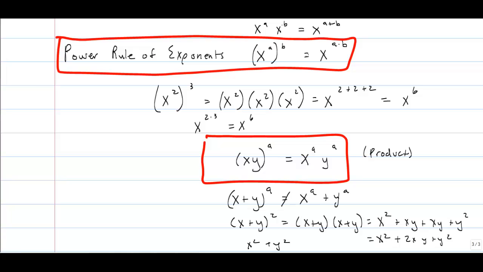So go ahead now and do practice 1, 2, and 3, and those are on pages 372 and 373. Pause the video and come back when you're done.